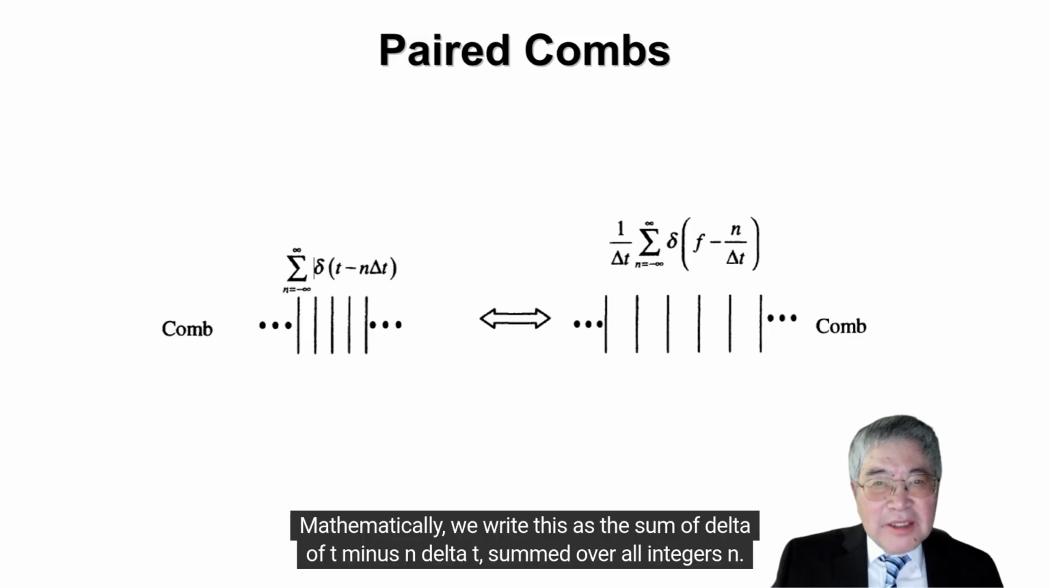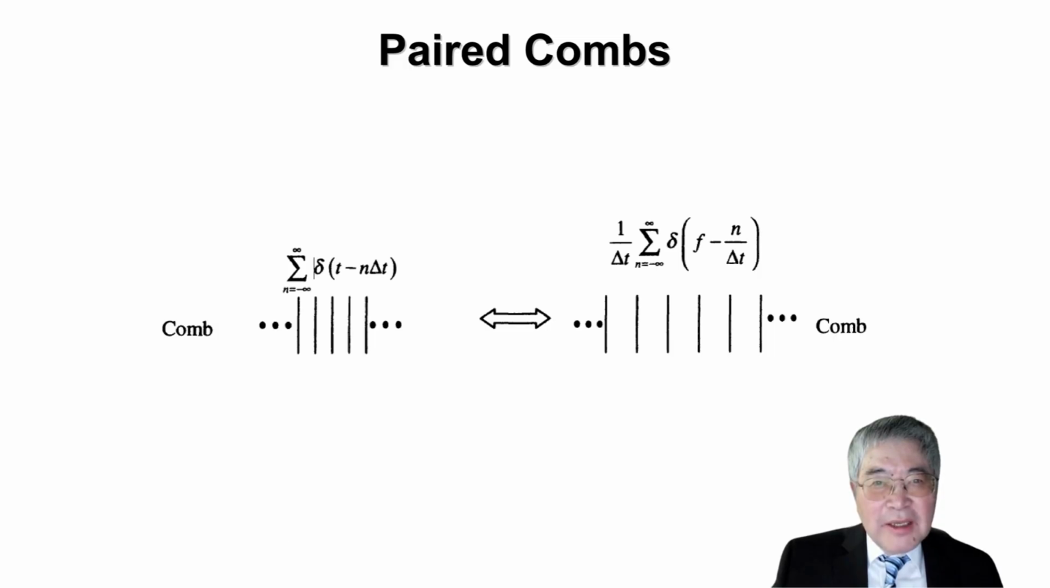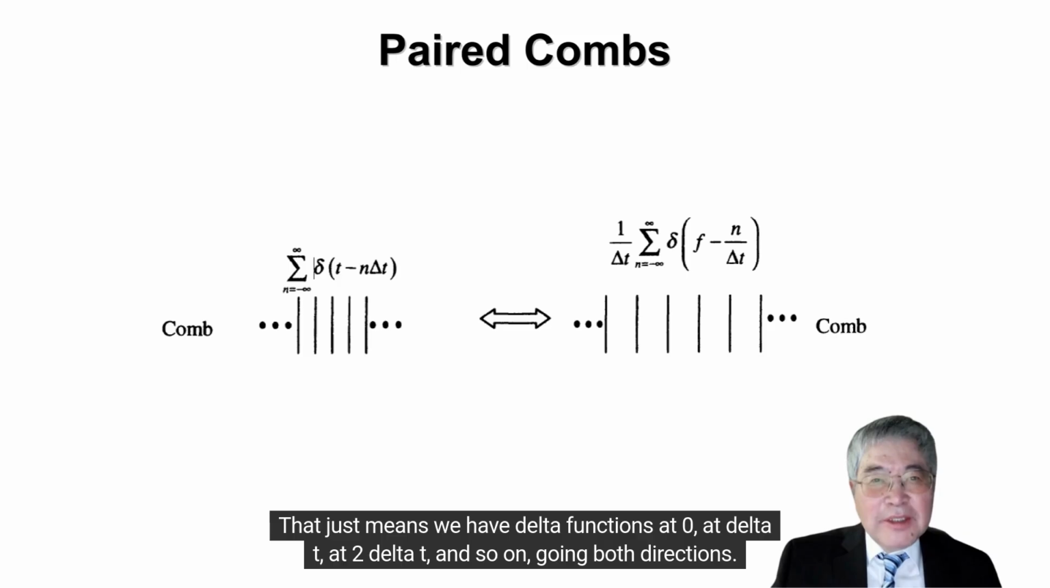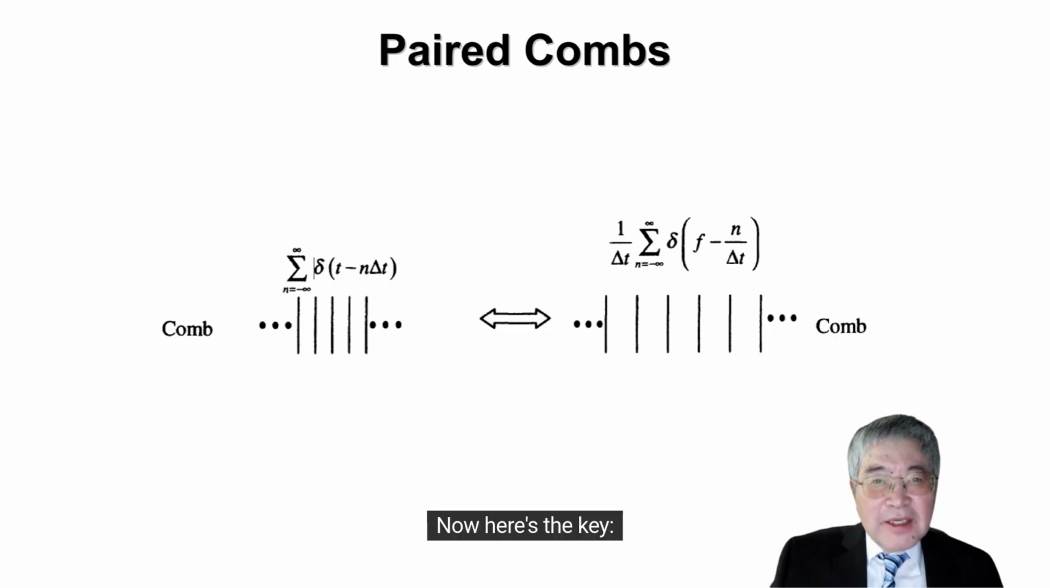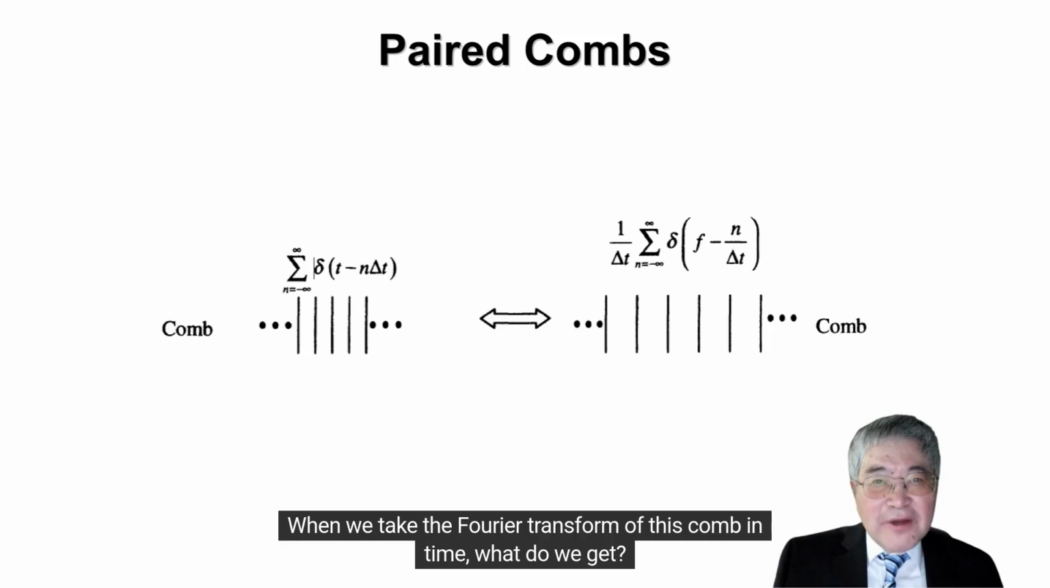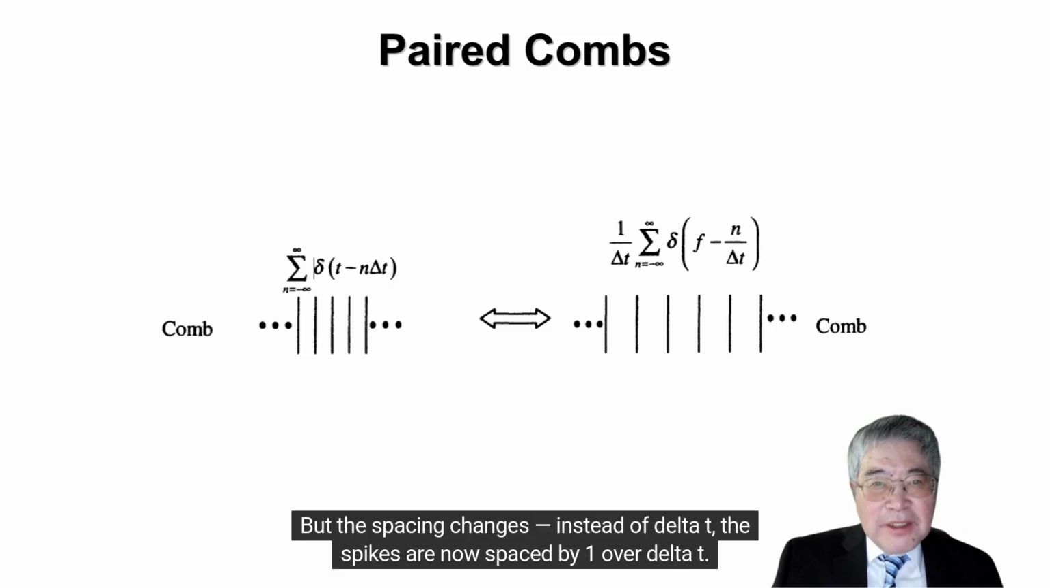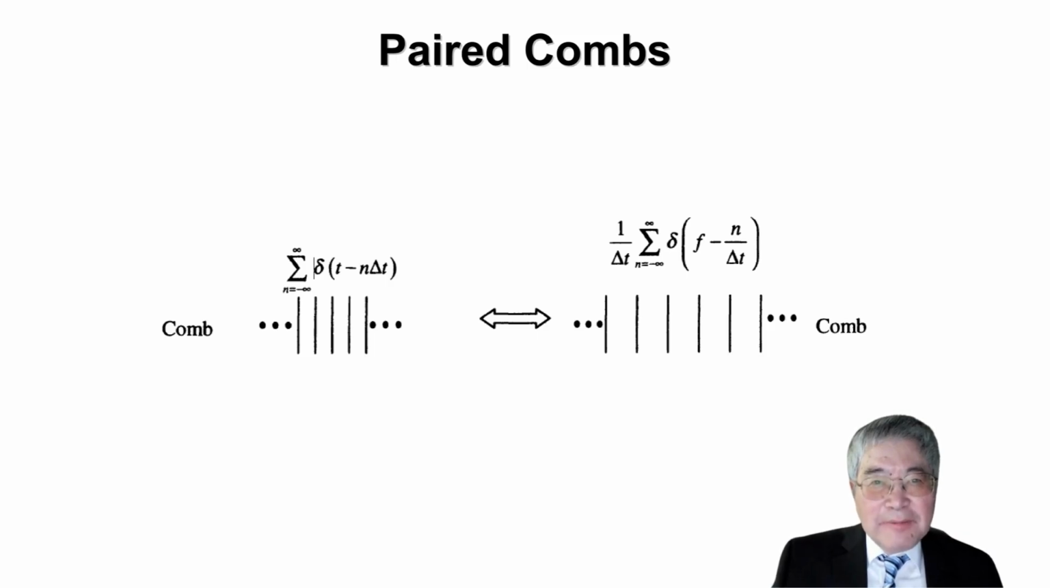Mathematically, we write this as the sum of delta of t minus n delta t summed over all integers n. That just means we have delta functions at 0, at delta t, at 2 delta t, and so on going both directions. Now here's the key. When we take the Fourier transform of this comb in time, what do we get? Surprisingly, we get another comb, this time in the frequency domain. But the spacing changes. Instead of delta t, the spikes are now spaced by 1 over delta t.